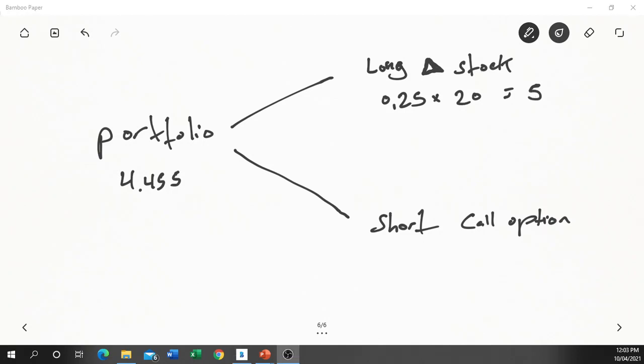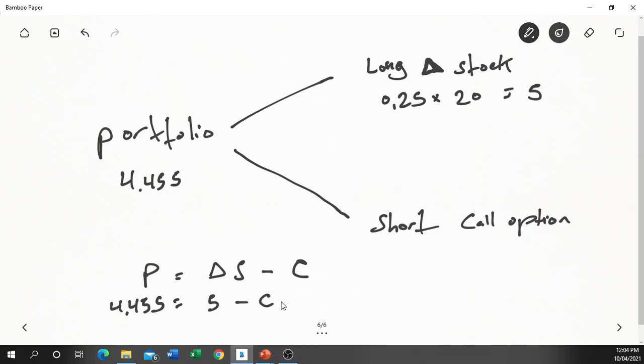Then if I know the value of the portfolio and I know the value of the long stock, can I get the value of the short call position today? Yes. Since the portfolio is equal to long stock, delta S, minus the premium I received in the call option. Remember, since I took a short position, I am going to receive the premium, so it's going to reduce the cost of the long stock. Then I can use these figures. 4.455 is equal to 5 minus C, which means the price of the call option is 5 minus 4.455, and we will get the price of the call option is 0.545.